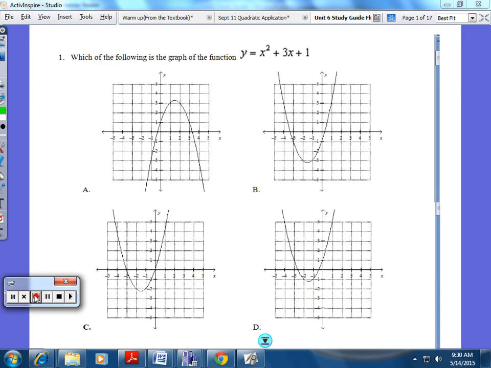All right, welcome to the Unit 6 study guide, quadratic equations. For number one, they ask us which of the following is the graph of the function, and they give you the function. There are a couple things you can tell just by looking at the equation. The first is whether it opens up or opens down.